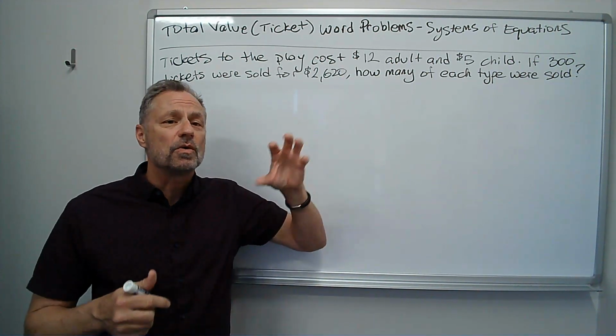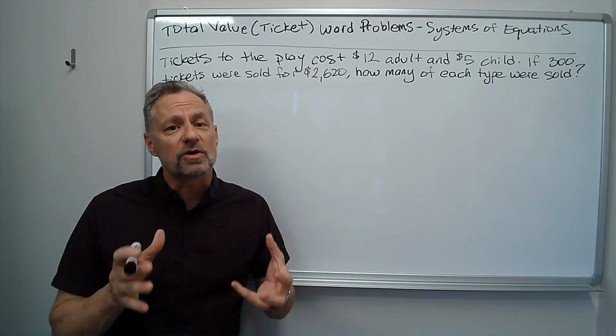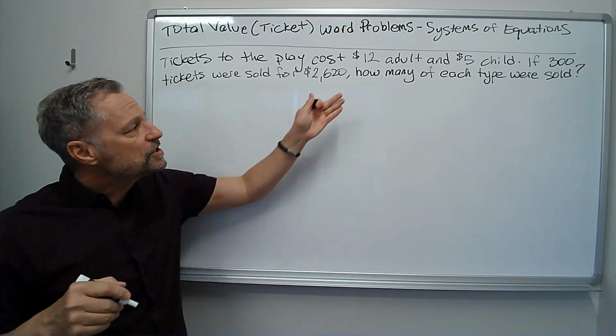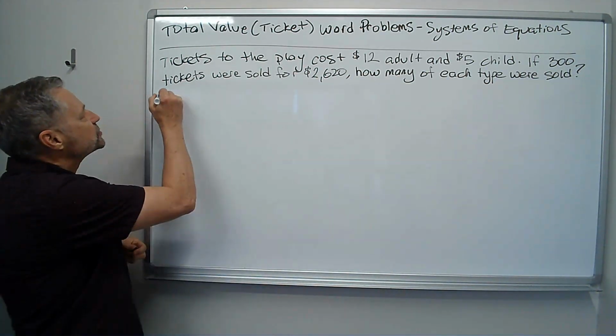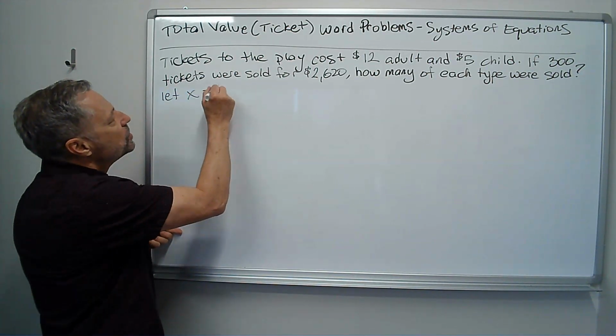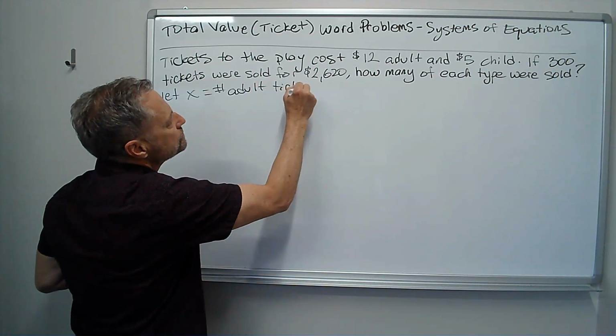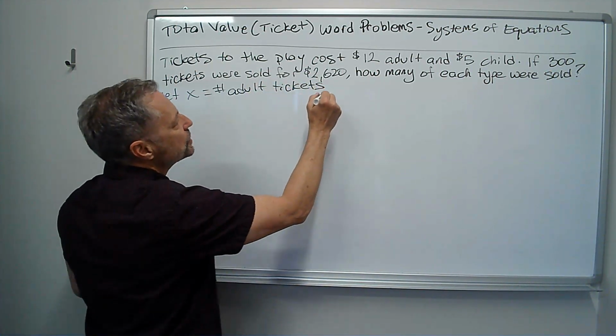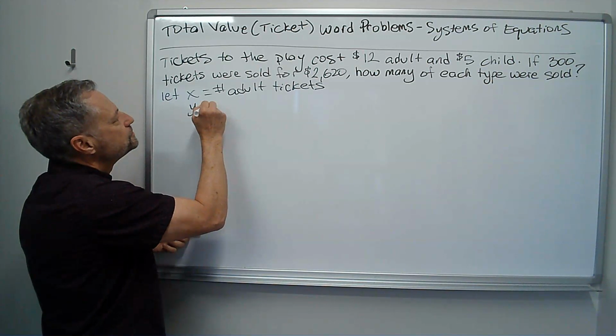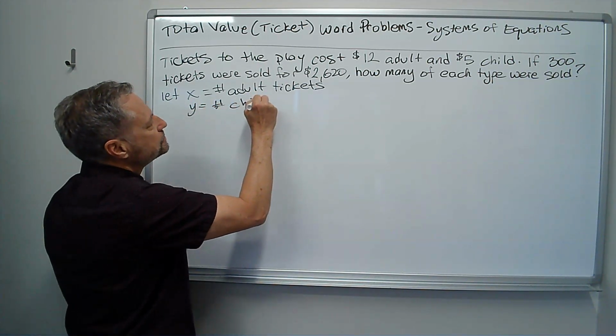Okay, so first thing, let's name our variables. That's always the first thing you want to do. We're looking for each type of ticket. So we're going to say let X equal number of adult tickets, and we're going to let Y equal number of child tickets.